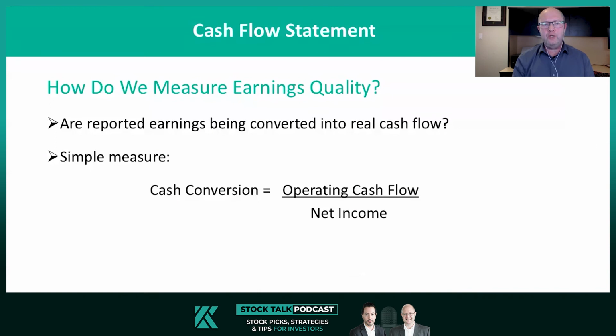This would be an example of a company that essentially has no earnings quality. How do we measure earnings quality? Well, one really simple way is just to focus on cash conversion. That's just operating cash flow divided by net income. So what percentage of net income is turning into operating cash flow?